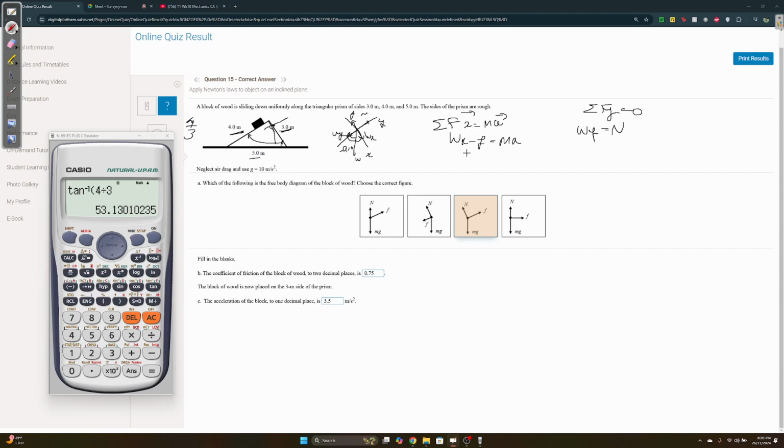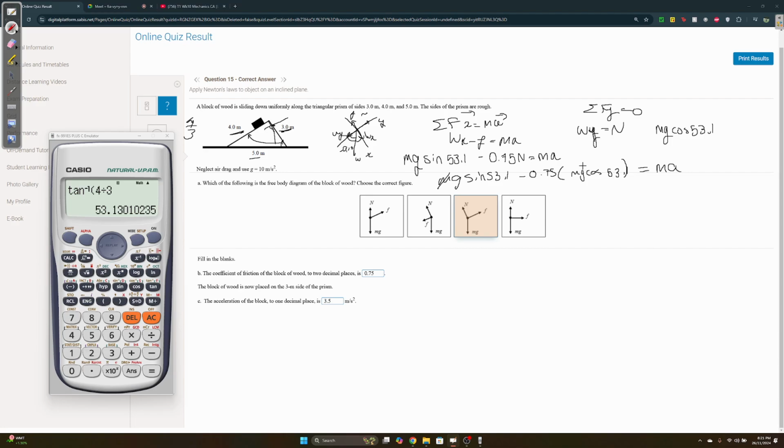Wx is mg sine 53.1, right? Minus F. F is mu N, so 0.75 N is equal to the mass times acceleration. What's Wy? Wy is equal to N. What's Wy? It's mg cosine 53.1. Okay, so here we put mg sine 53.1 minus 0.75 mg cosine 53.1 is equal to ma.